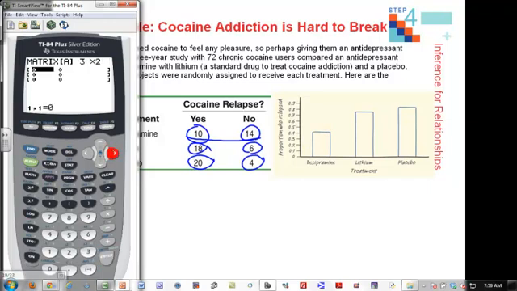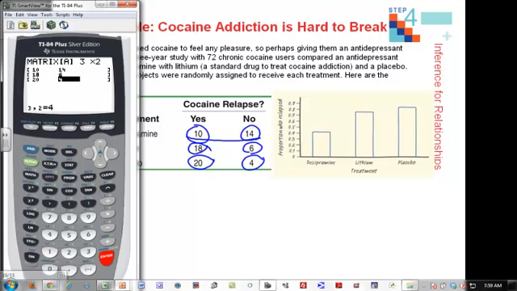All right? And then let's go ahead and type in the numbers. 10, Enter. 14, Enter. 18, Enter. 6. Oops, not 16. 6. 20. And then 4. Great. So we got the matrix filled out.